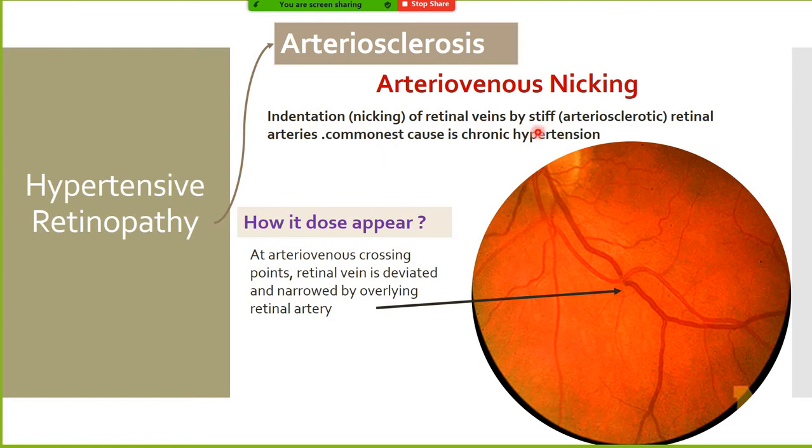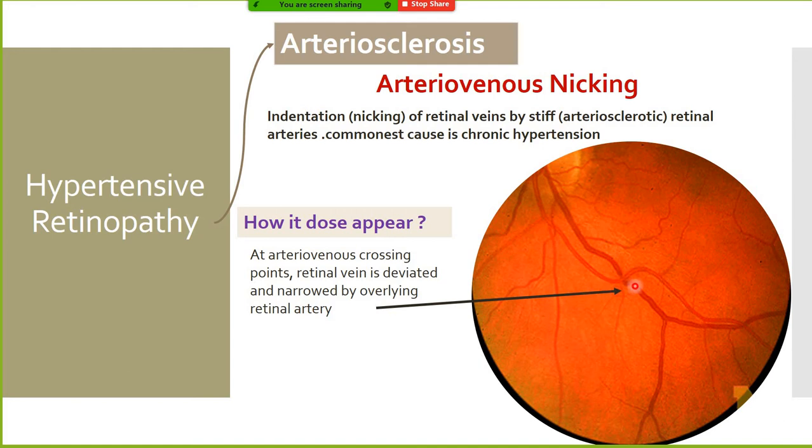So what is nicking? Nicking is whenever there is an overlapping of arteries over the vein. Okay, arteriovenous nicking is here. If you see, there is a crossing point. So what will happen here is this artery which is passing over the vein is actually occluding the entire vein. So this will block the blood supply further. So that is the reason why nicking is a major issue.